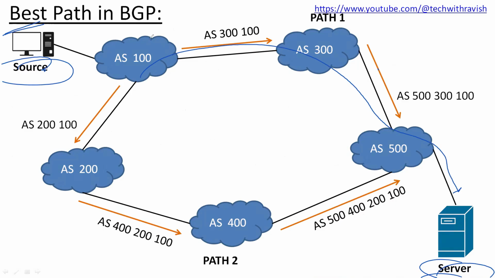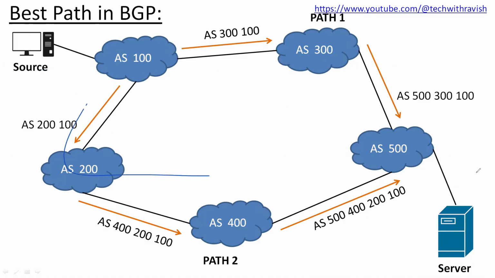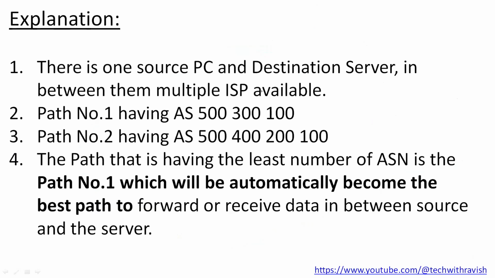In between source and destination, how many AS numbers are there? One, two, three. So three AS numbers are there in this path. And let's talk about path number 2. Path number 2 has 1, 2, 3, 4. So the path having the least number of AS numbers will be selected as the best path. Here we can see this path has the least number of AS numbers, so path 1 is the best path. That is explained over here.